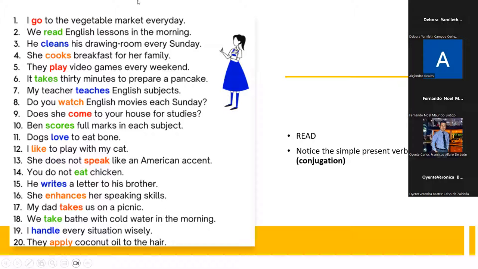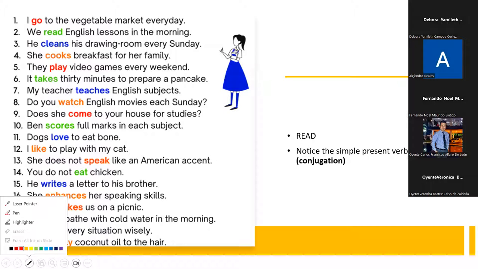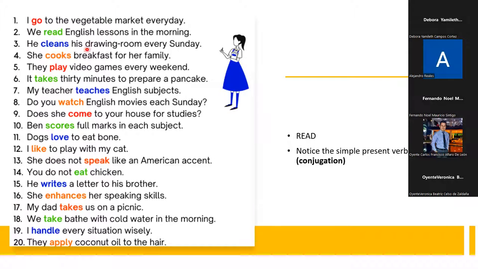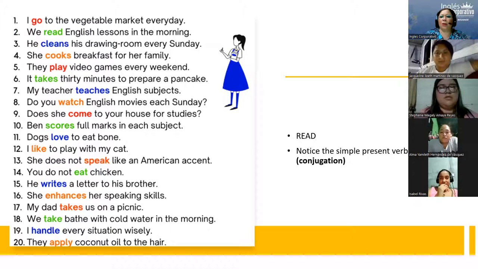I go to the vegetable market every day. La dos también, no. No, no, no. It goes for Isabel, if I'm not wrong. Four me tocaba. Okay, then Stephanie, right? Okay. We read English lesson in the morning. Very good. Acordémonos de la letra S, siempre pronunciarla, ¿ok?